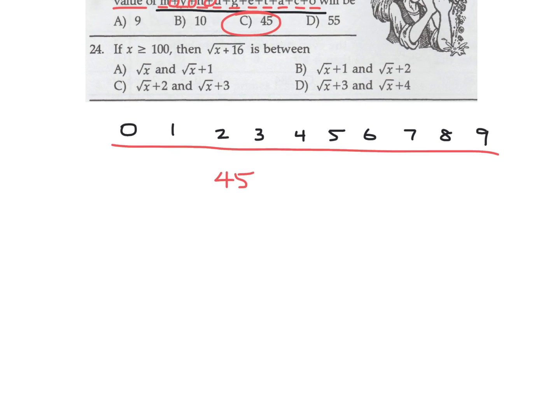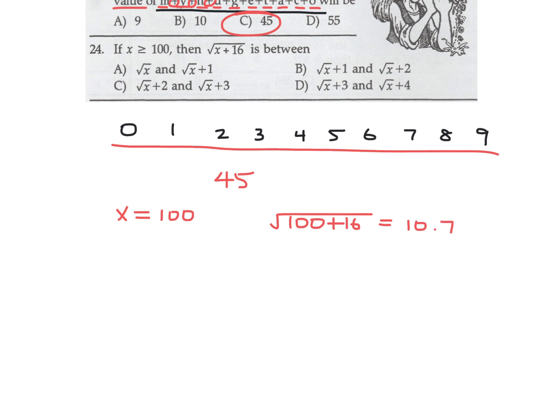If x is greater than or equal to 100, then the square root of x plus 16 is between. Okay, let's use a value. It makes it a little bit easier. If x is greater than or equal to 100, let's just call x 100 and see what happens. Therefore, this x plus 16 would be 100 plus 16, and you can use your calculator to figure out that the square root is approximately 10 point something, 10.7.